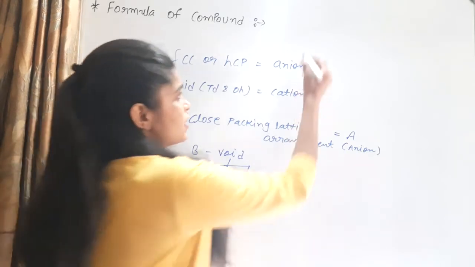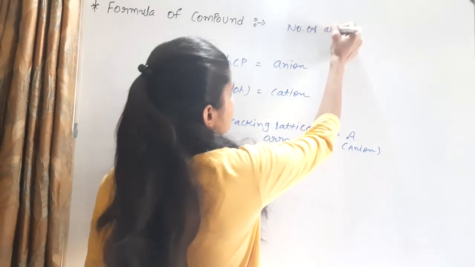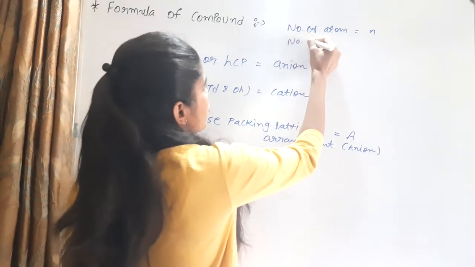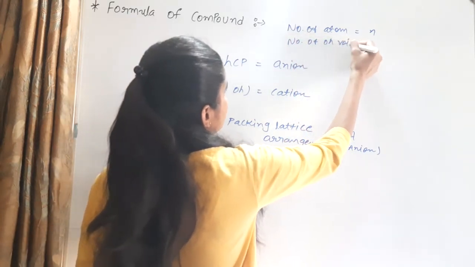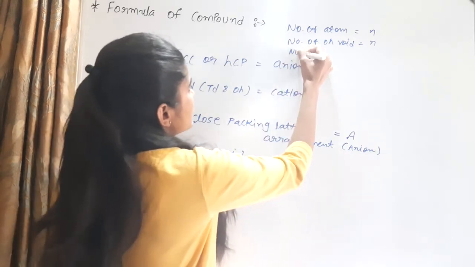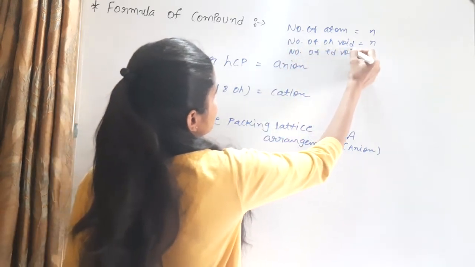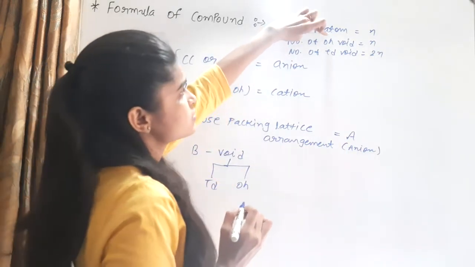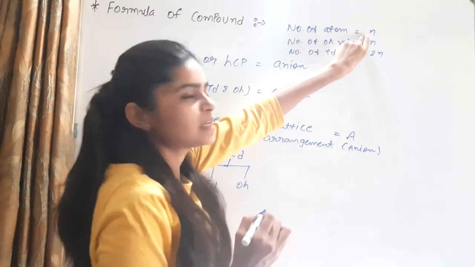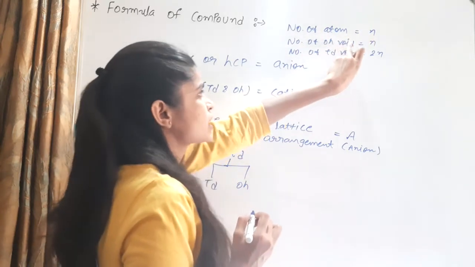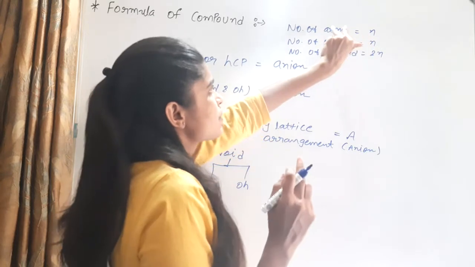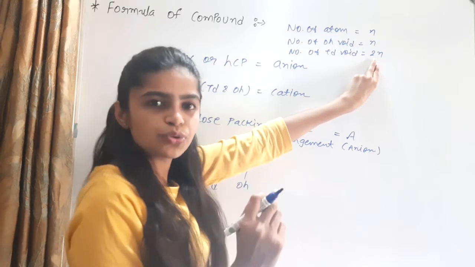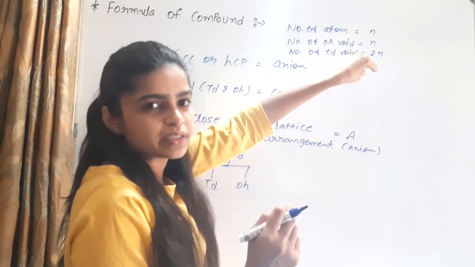We know that the number of atoms present per unit cell is equal to n, so the number of octahedral voids is also n, and the number of tetrahedral voids is twice the octahedral. Remember these three things. Number of atoms per unit cell is n. Number of octahedral voids is n, the same as the number of atoms. Third, number of tetrahedral voids is 2n, which is twice the octahedral.